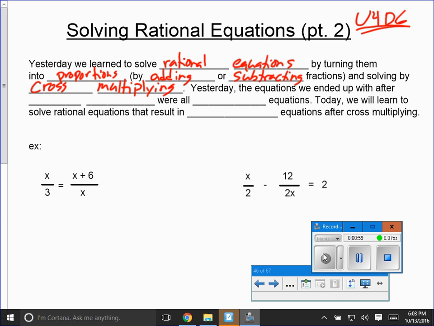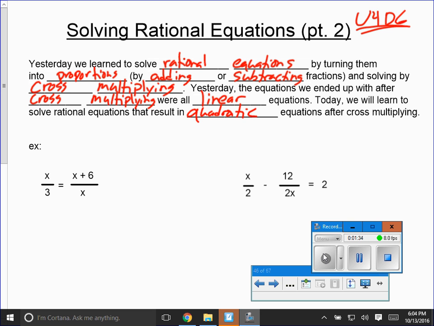One thing we saw yesterday is every equation we ended up with after we cross-multiplied were all linear equations. They all had one answer, had our plain x's. Now the extra step for today is that when we cross-multiply or do whatever to get our equation at the end with no more fractions in it, we're going to have quadratic equations today. So it's going to make it one step harder.